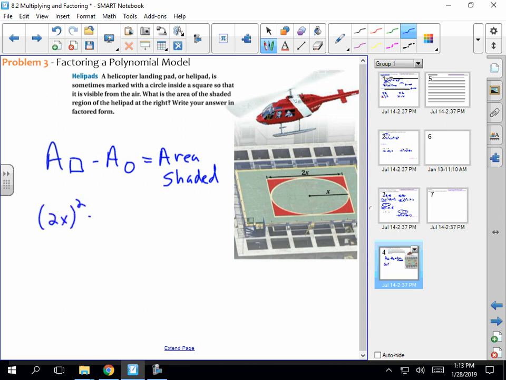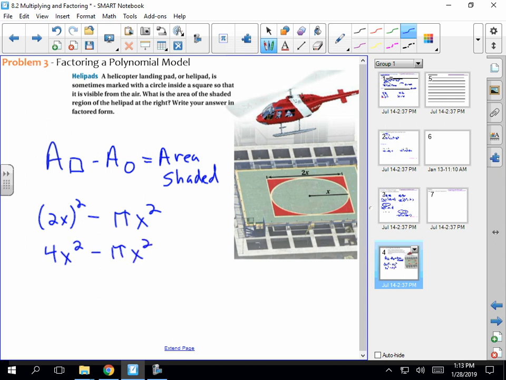squared, and the area of the circle, we have to use the area formula for a circle. It's pi r squared. And instead of r, I have x. So it's pi x squared. And last chapter, we learned what to do with a number and a letter raised to a power. We've got to apply this power to both the number and the letter. So this would be 4x squared minus pi x squared.